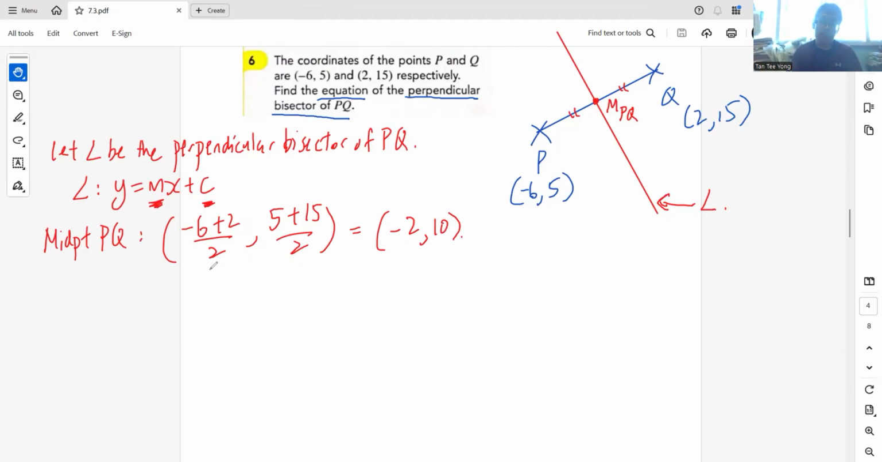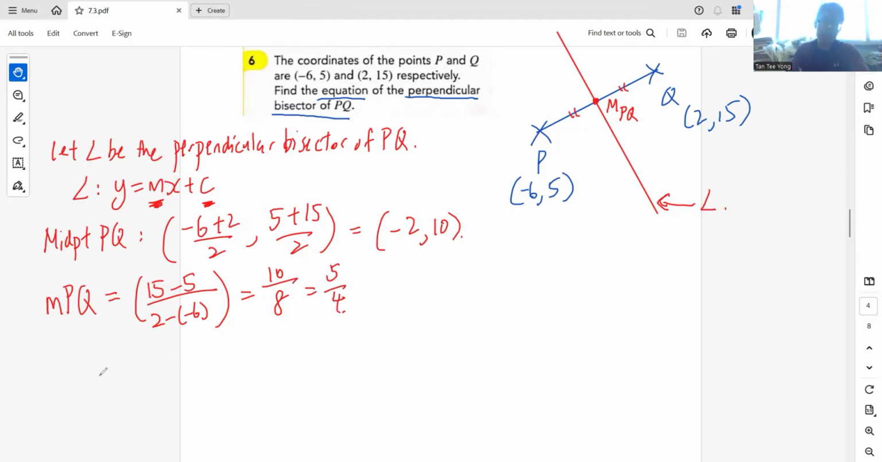Okay, next I want to find the gradient. Because this is a perpendicular bisector, the two lines are perpendicular, so I need to find the gradient of PQ first. So the gradient of PQ is 15 minus 5 over 2 minus negative 6. Okay, so this will give me 10 over 2 plus 6, which is 8. So equals to 10 over 8, so 5 over 4.